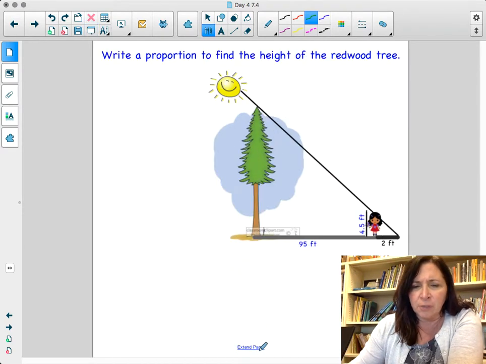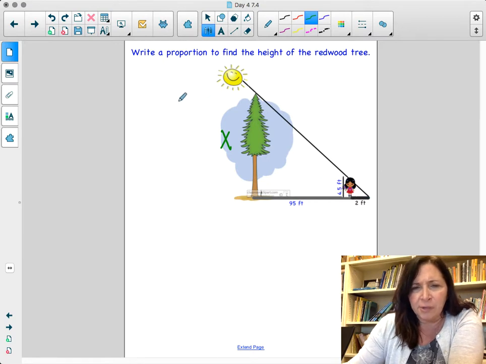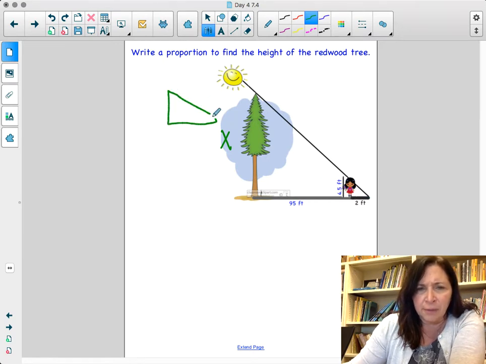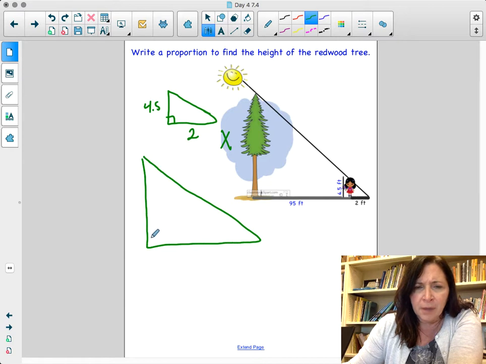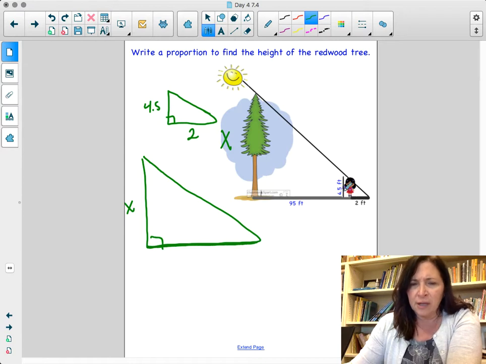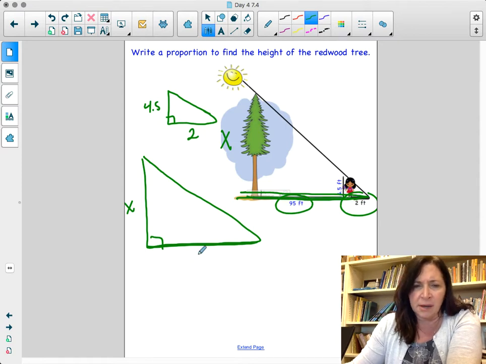This proportion is a little bit different. It's very similar, of course. I'm still trying to find the height of the redwood tree. But for this problem, again, I do want to split this up. So I've got this triangle here, okay? So this looks like it's 4.5 again, but this is 2. And so the large triangle, for the large one, I'm still trying to find the height, but I have a different value here, and I need to use a little bit of common sense because they're looking for this as my base, okay? And if this is 2, this is 95, my base is going to be 97.